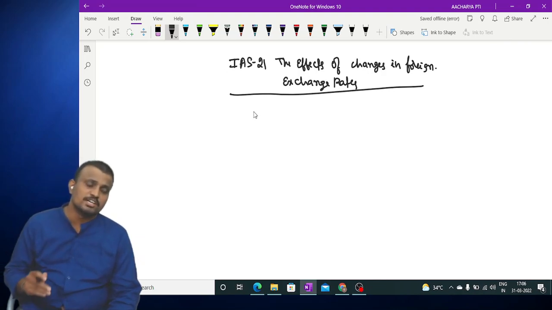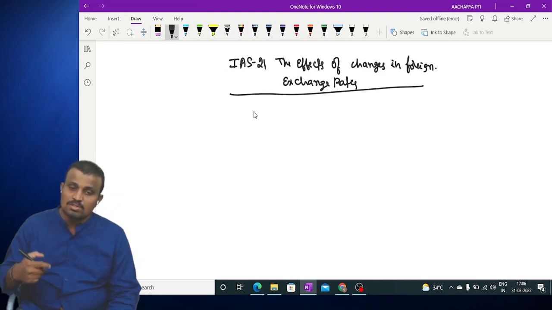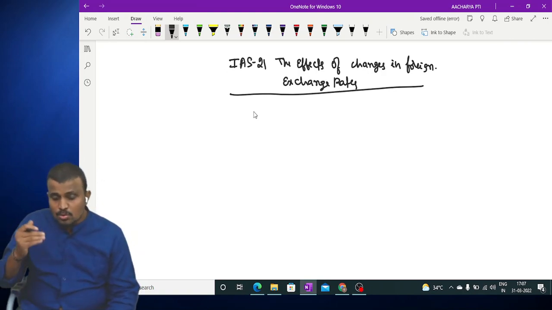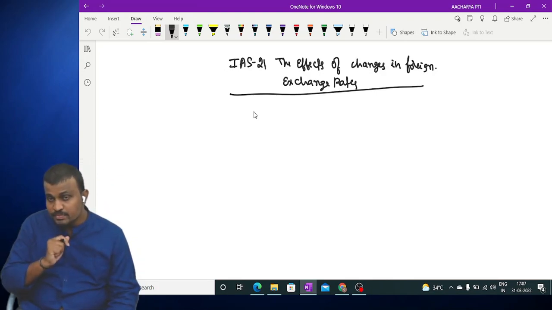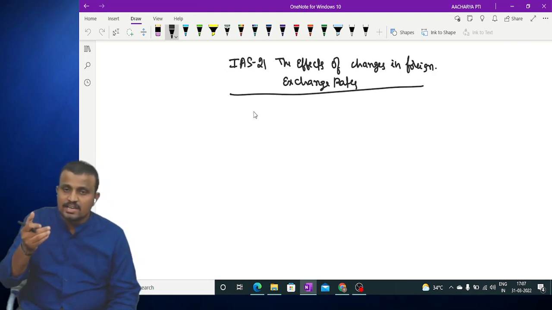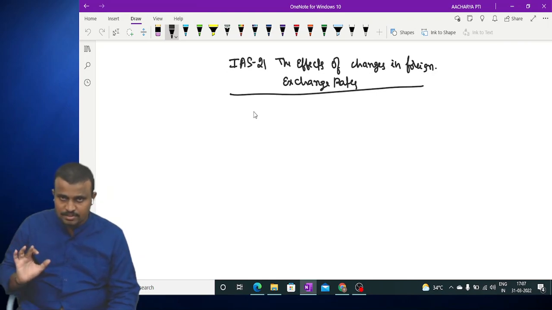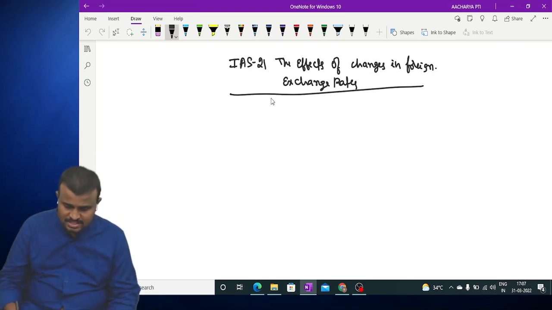For example, if an entity operates in more than one country, then how to translate one currency into another currency, how to represent those foreign currency transactions or foreign operations in the financial statements of the entity, and how to treat the gain or loss arising due to changes in the exchange rates while exchanging the foreign currency into the presentation currency. These are the main objectives of this standard.